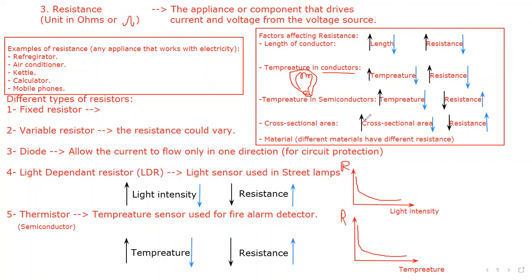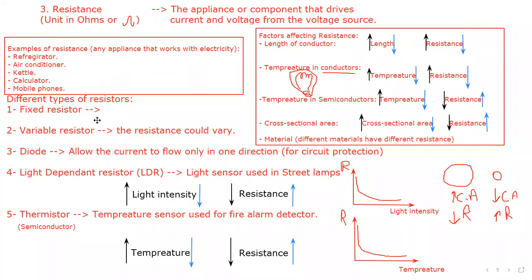The cross-section area. As the cross-section area of the wire increases, what will happen? Here, it has a more cross-section area than this one. So it means that more cross-section area means less resistance. Here, less cross-section area, so it means a high resistance. Last, the material. Different materials have different resistance.